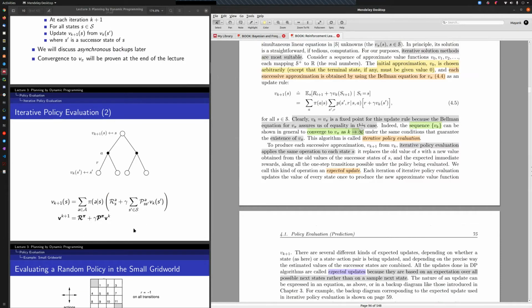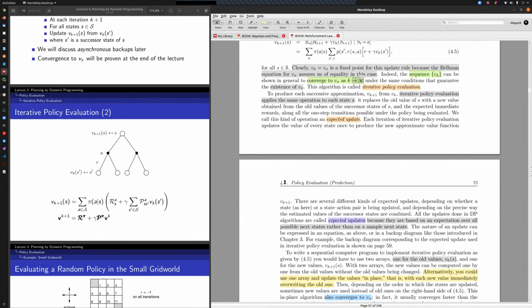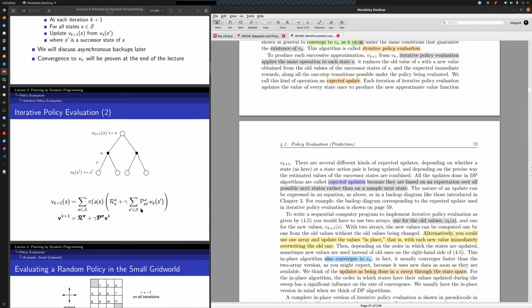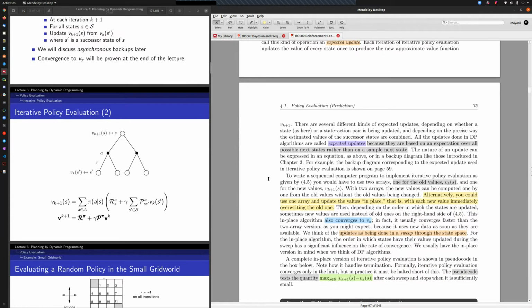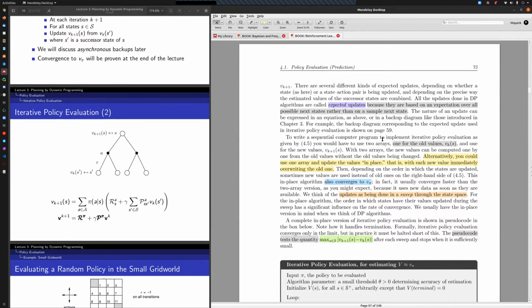So yeah, it's just a bit of notation that is different, but this is the same. And this is the visual form of the Bellman, sorry, the backup diagram of this. This is the backup diagram that was introduced in chapter 3.